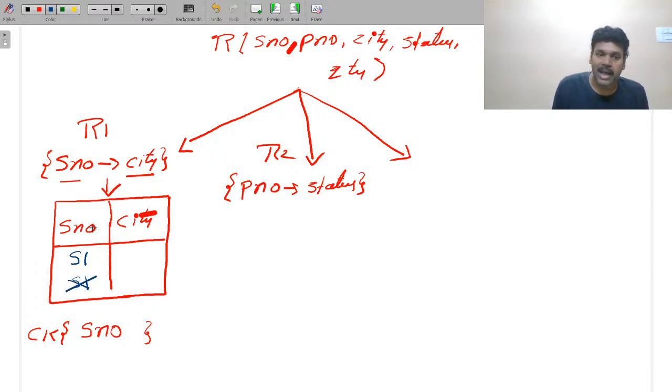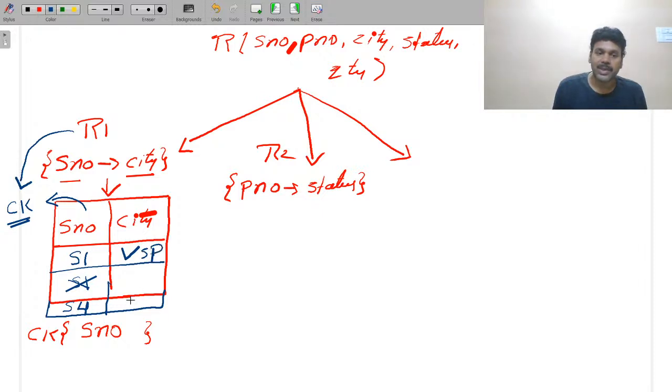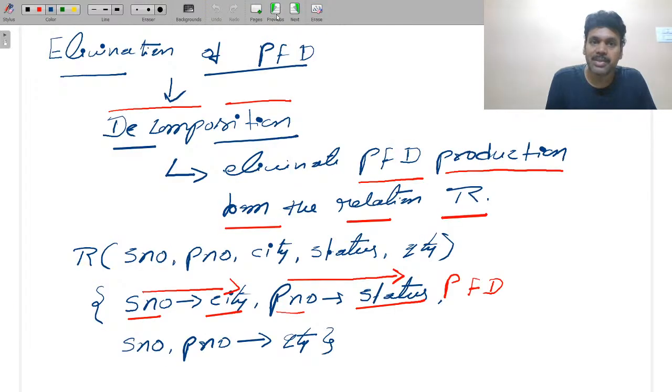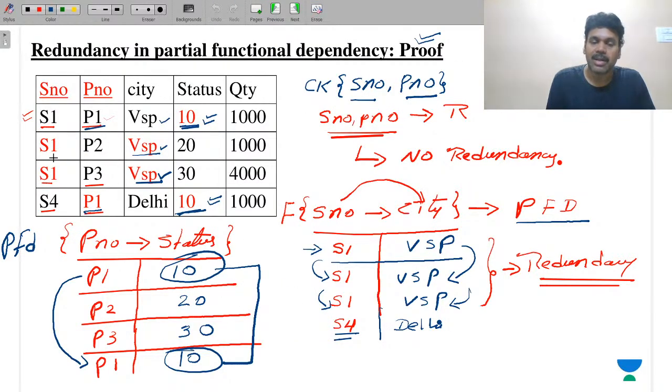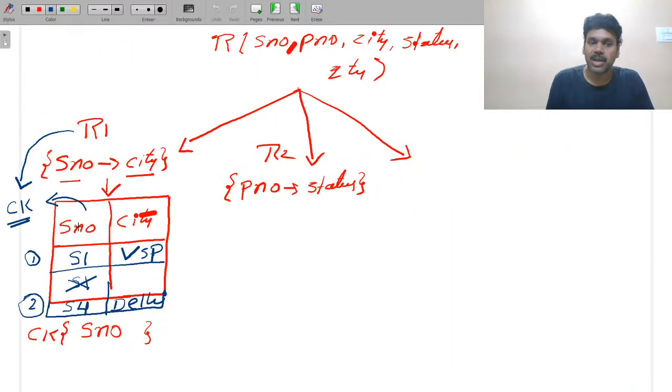When I am entering S1 again, it is not possible. Why? Because your S number in this subrelation R1 is a candidate key. Hence I cannot have duplicates. So here there is only one more unique tuple, that is S4. S1 city you write down VSP only, and S4 city is Delhi. Therefore, friends, this is unique tuple number 1 and this is unique tuple number 2. You don't have redundancy in this. Clear? But look at the previous: you had three S1s, but in this case we are posting only one S1 as SNO is a candidate key. Okay friends, and the second table is PNO and status.